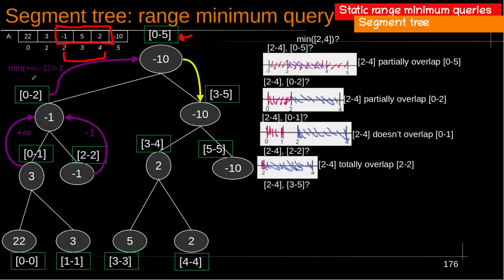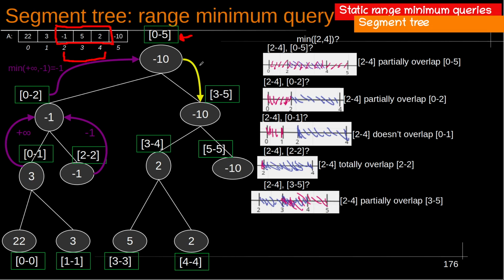And we go to the right side from the node -10, and we check 3, 5, a partial overlap with 2, 4, which means 3, 5 is a part of 2, 4, as you see in the picture. So we go left and right. We check the left side.